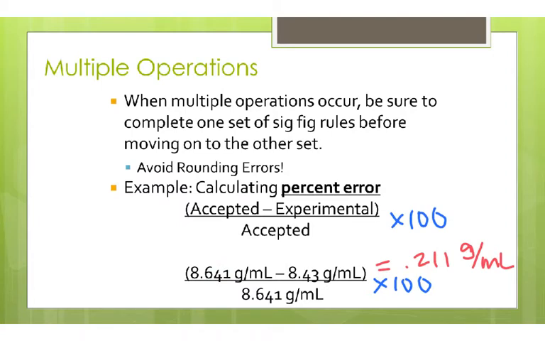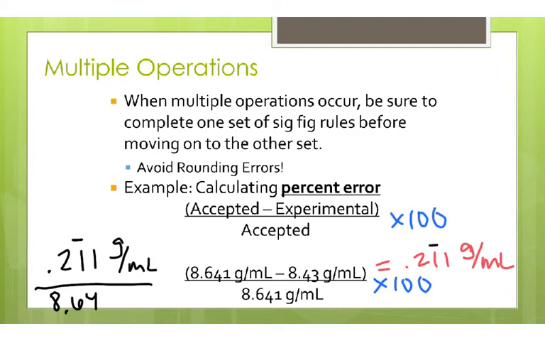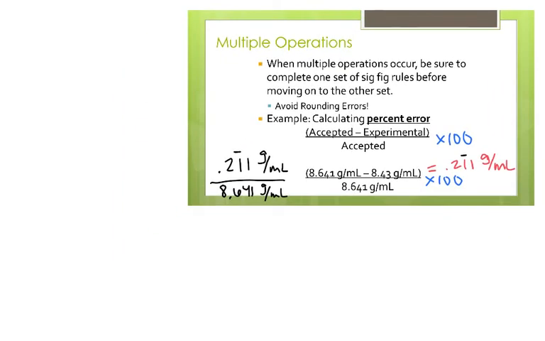I'm going to draw a little bar above the 1, which would be the second significant figure or second decimal place, to remind myself that 2 sig figs is going to be my answer. Okay, so now it's 0.211 grams per milliliter with a bar over that 1 divided by 8.641 grams per milliliter. Alright, I'm going to shrink this so I give myself some more space.